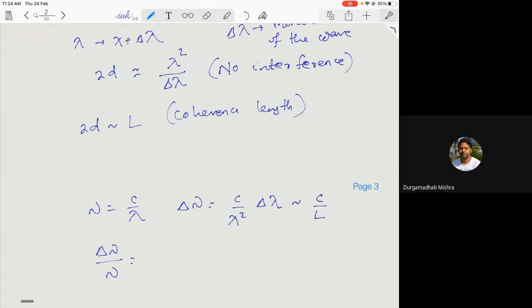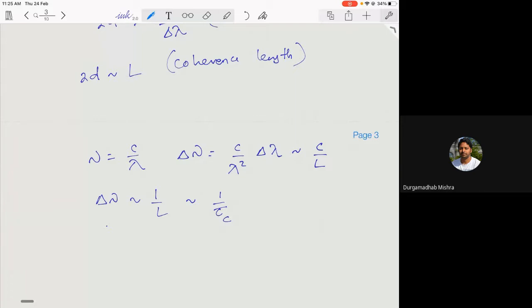delta lambda by lambda square is L. So delta nu by nu, or delta nu itself, is proportional to 1 by L, which is nothing but proportional to 1 by tau c. So that means this frequency spread is inversely proportional to your temporal coherence or the coherence time of the wave. If you want to make it more monochromatic, tau c should be large. This is obvious: if my wave train remains coherent for a longer period of time, the monochromaticity is better.